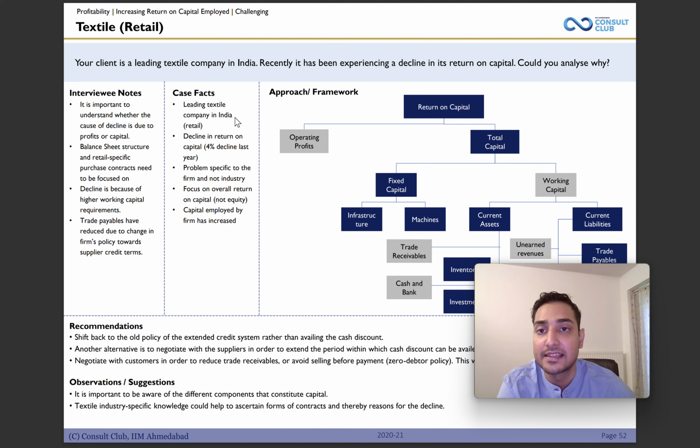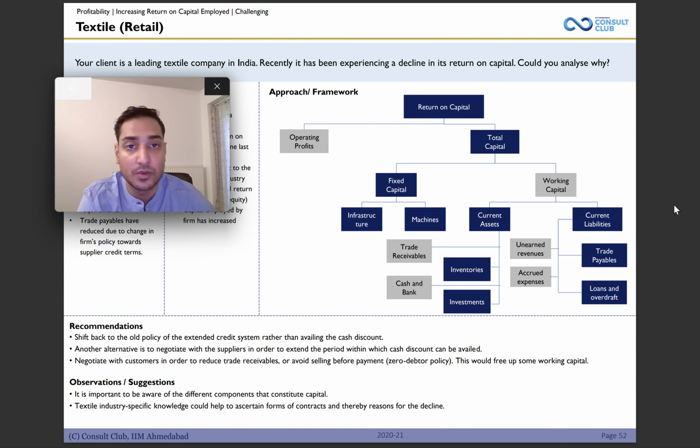Case facts: leading textile company in India, retail, decline in return on capital, 4% decline from last year. Problem specific to the firm, not industry. Focus on overall return on capital, not equity. Capital employed by firm has increased.